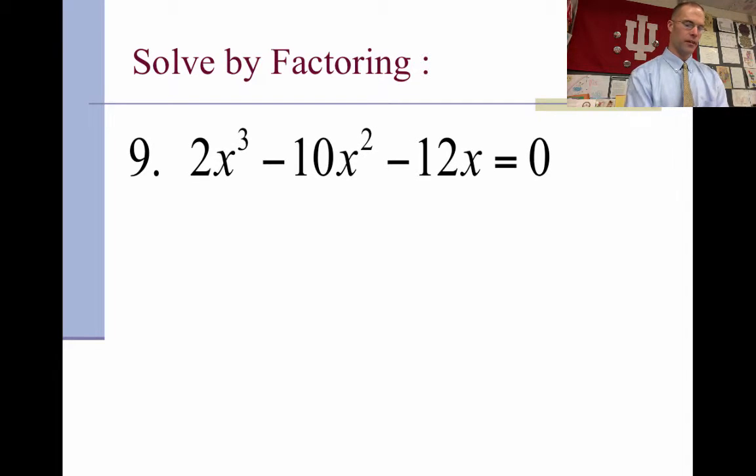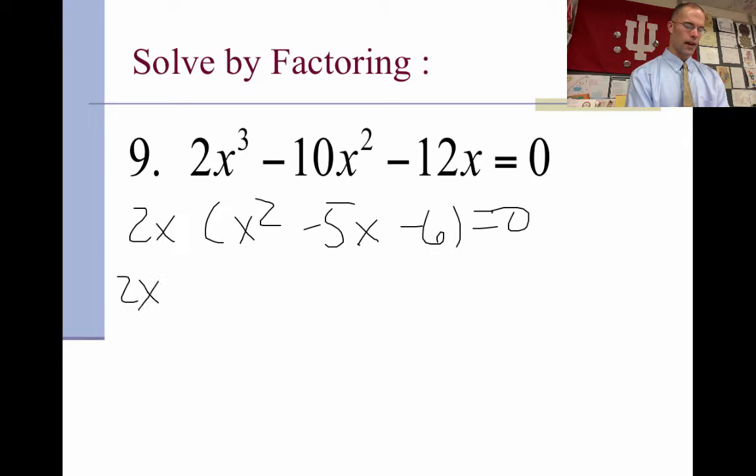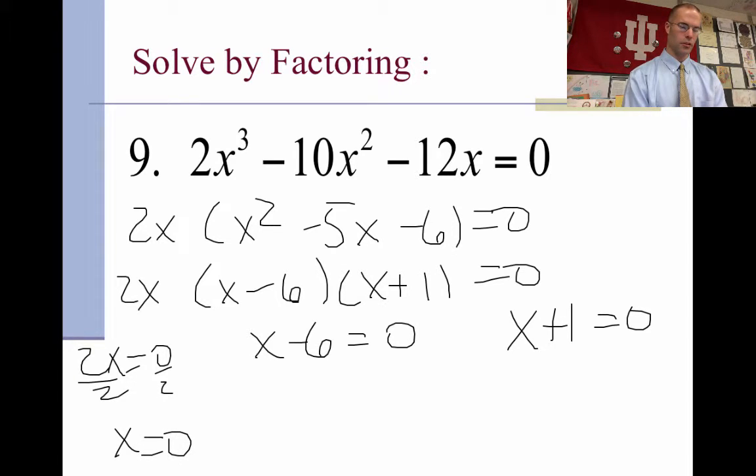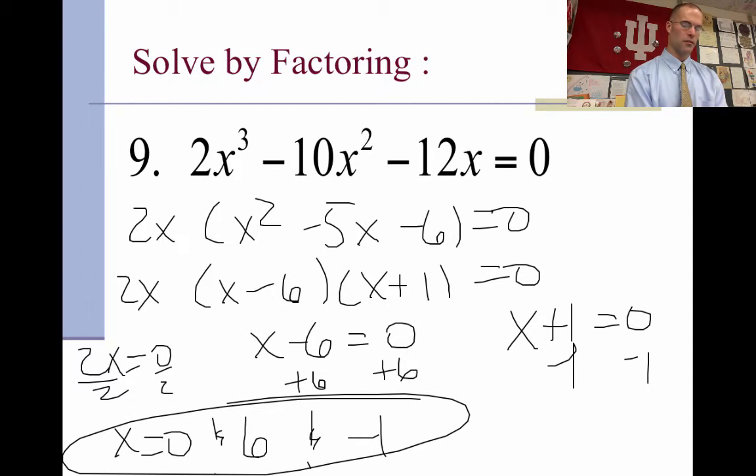Alright, number 9, we can take out a GCF of 2x. So then we're left with x squared minus 5x minus 6. So keep factoring. So we're going to have x minus 6 and x plus 1. So then we have 2x equals 0, x minus 6 equals 0, and x plus 1 equals 0. So here we divide by 2, so x equals 0 is one of our solutions. We add 6, so positive 6, and subtract 1. So my zeros are 0, 6, and negative 1.